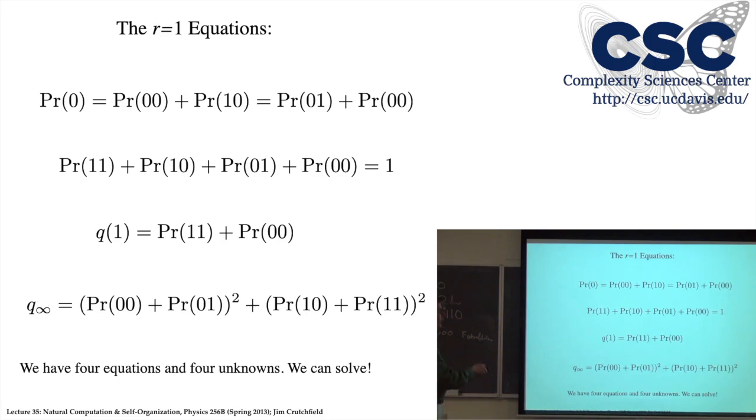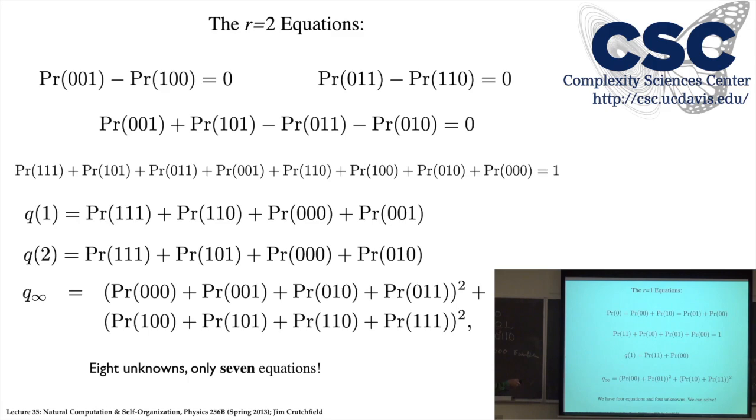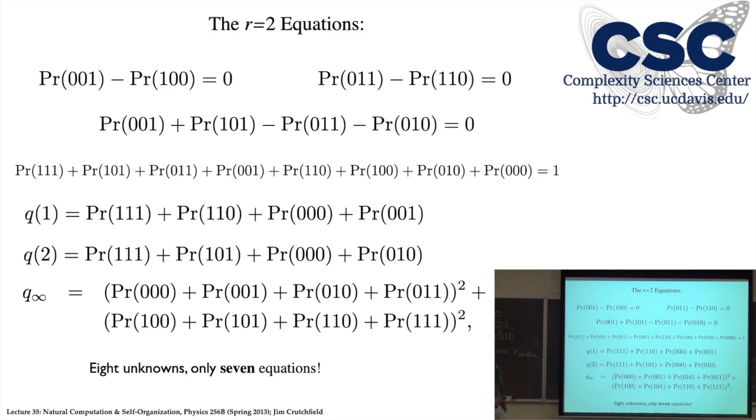So in fact, we can solve this. We have 4 unknowns and 4 equations. One of them is a little bit nonlinear, but we can solve equations. We can do it. Okay, so the R equals 2 equations are not quite as cute, not quite as lovely. Let me go through it real quick.